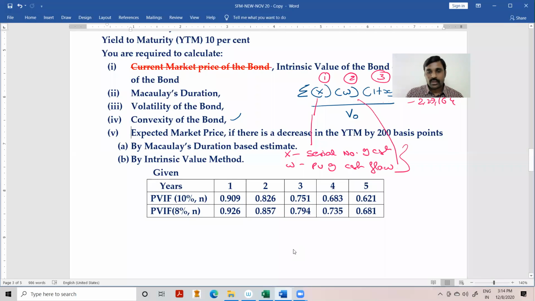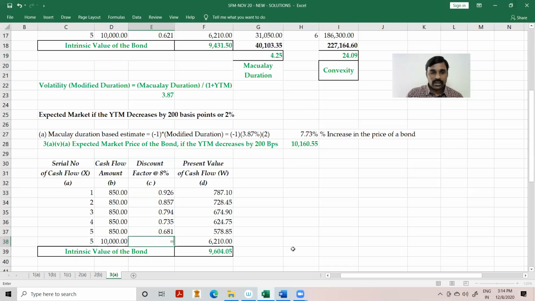0.735, 0.681. Present value of cash flow: simply we are multiplying. Look at this point. The actual market price will change to 10,204, but duration is predicting that it will only be 10,160.